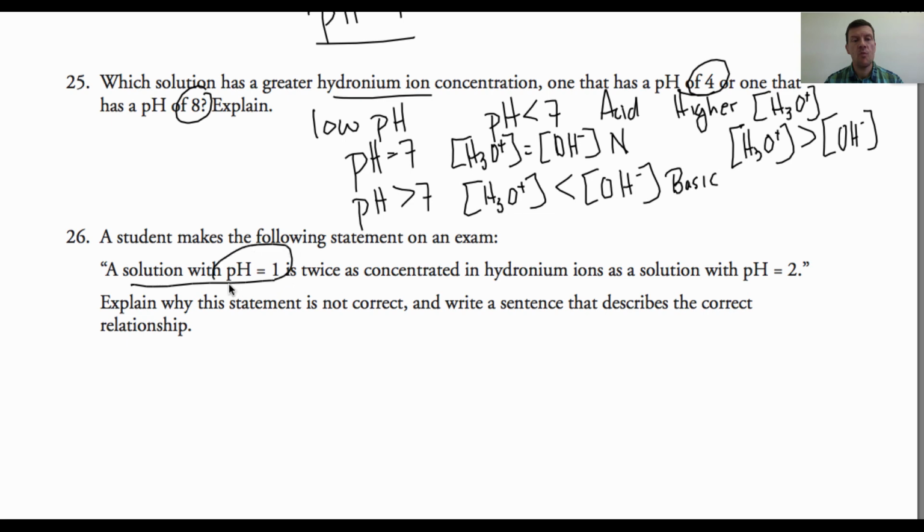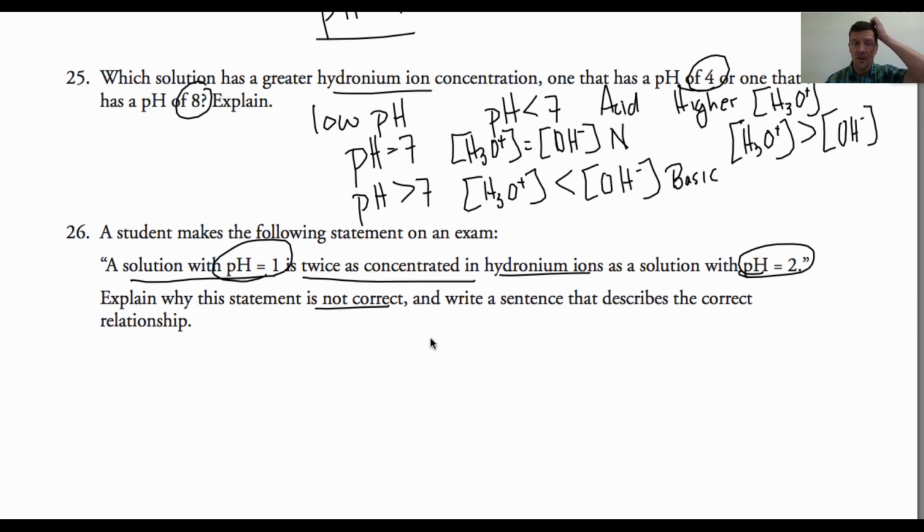A solution with a pH of 1 is twice as concentrated in hydronium ions as a solution with a pH of 2. Explain why this statement is not correct and write a sentence that describes the correct relationship. Well, you have to remember pH is not just a factor here that you're multiplying by. It is a logarithmic operation. It's a logarithmic function. It's not a linear function. So if you have a pH of 1, that means you have a concentration of hydronium ions equal to 10 to the negative 1, which is 0.1.